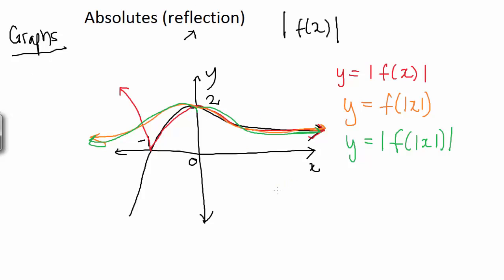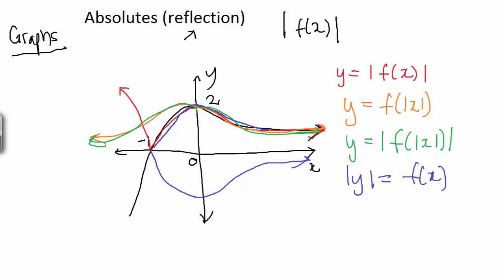And lastly, you have the absolute of y equals the function of x. How you would go about doing that is you look at the original graph, and whatever's below the x-axis you ignore, and then you reflect whatever's above about the x-axis. So essentially you get a graph looking like this. Intercepts will be the same since it's mirrored, and that is how you draw the absolute of y equals the function of x.